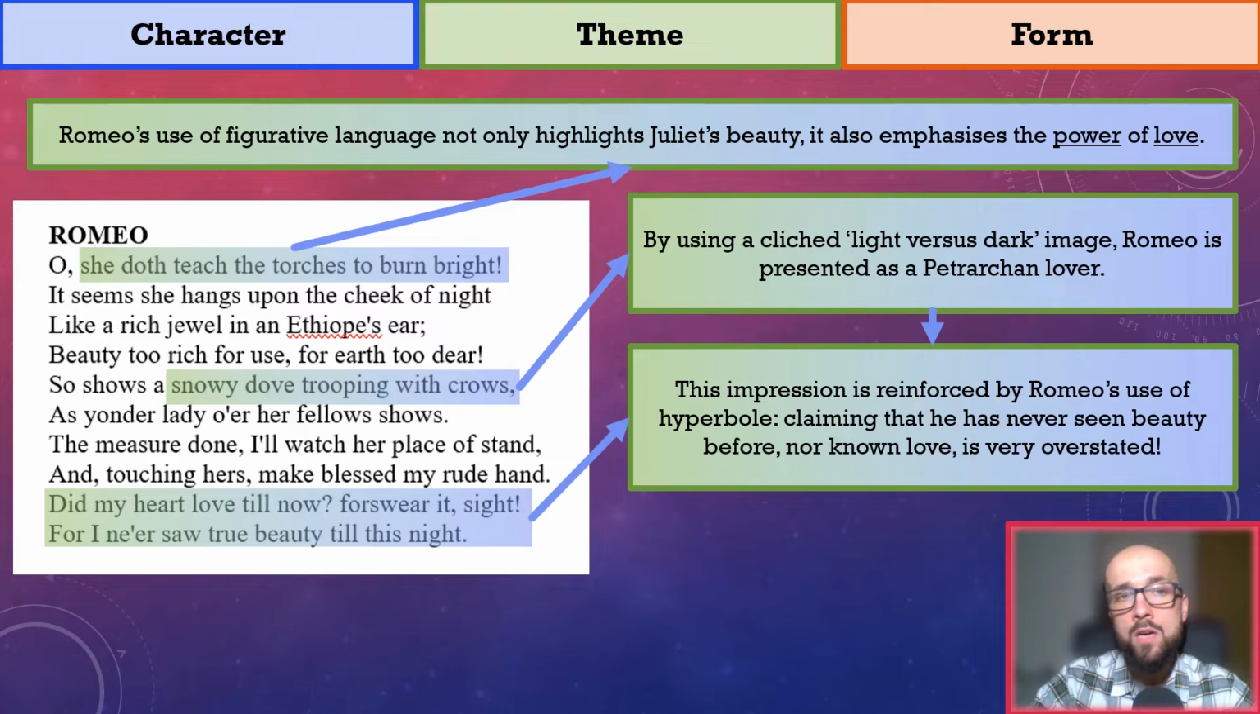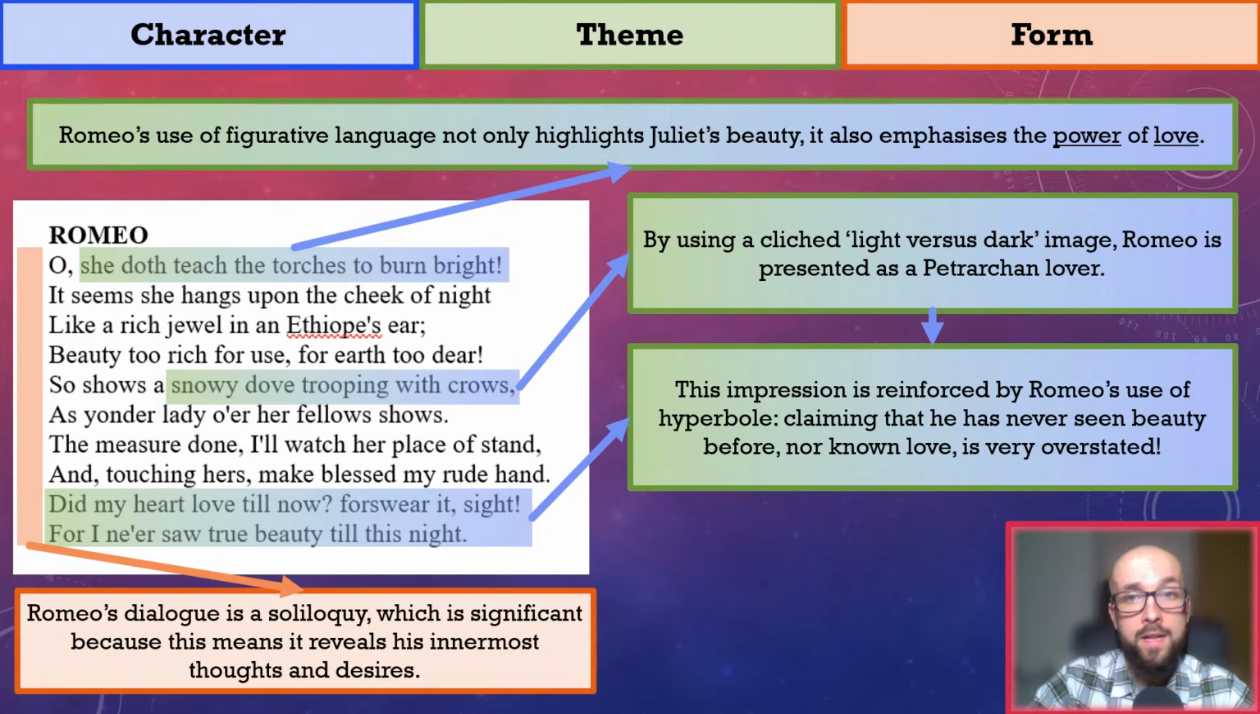Thinking formally, we see that Romeo's dialogue is in fact a soliloquy. This is significant because soliloquies tend to reveal a character's innermost thoughts and desires. In other words, they tend to reveal the truth. This soliloquy therefore suggests that the feelings Romeo expresses in these lines are genuine.